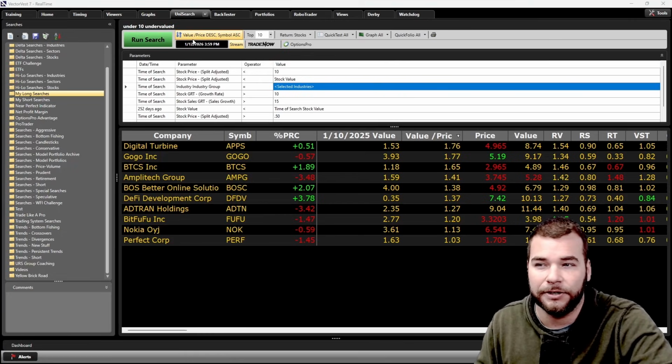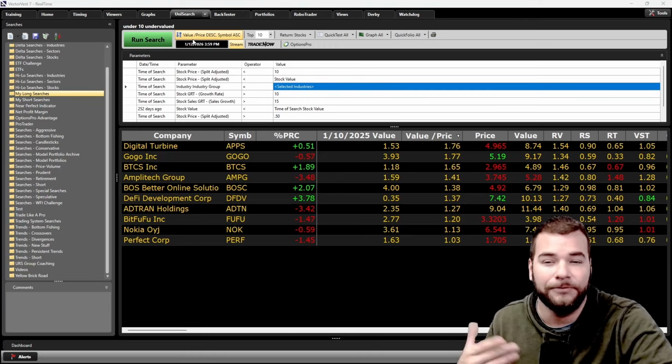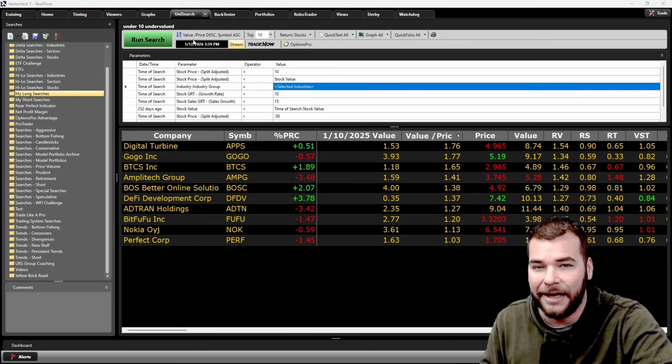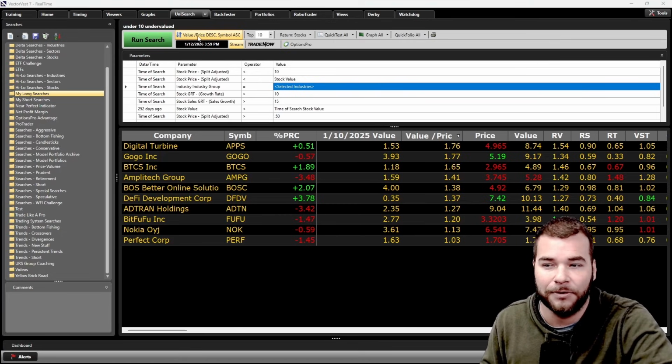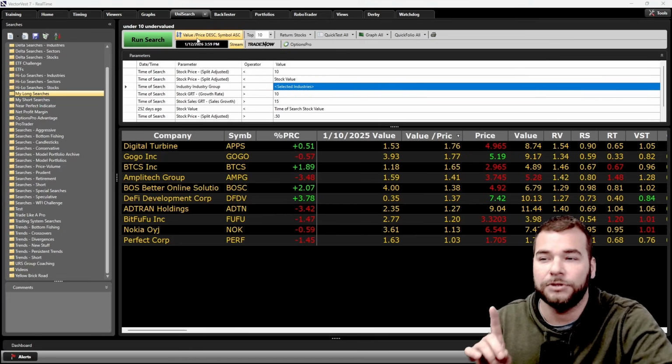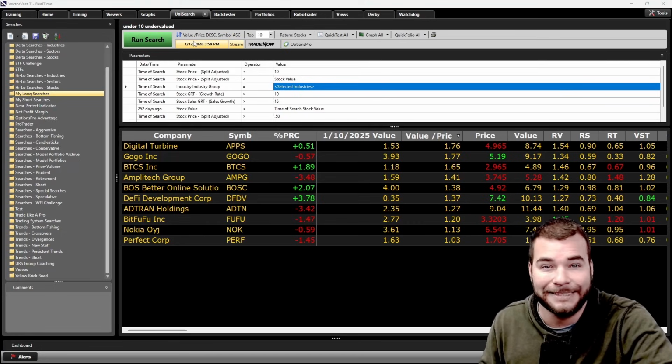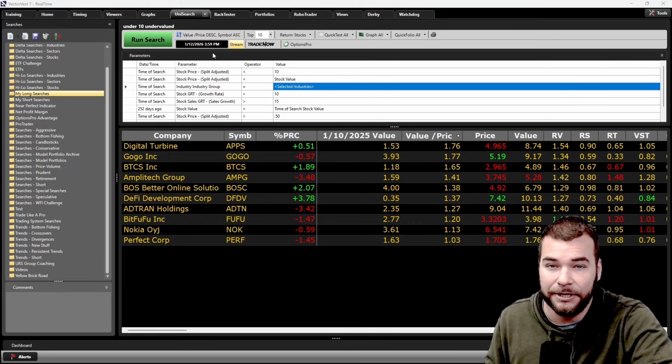So when I ran the search, instead of the stocks being sorted by VST, that's our overall master indicator on value, safety, and timing here at VectorVest, these stocks are sorted by value divided by price. So we are looking at the most undervalued stocks in the list. Some of these stocks might be under pressure.